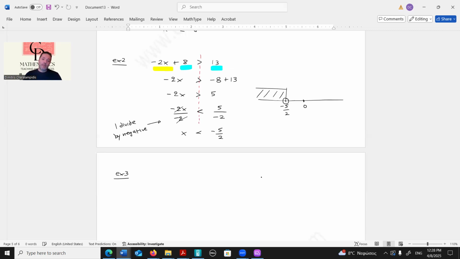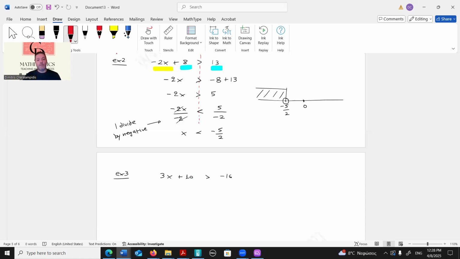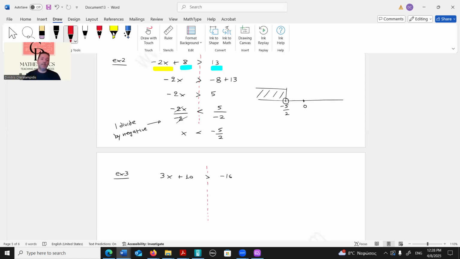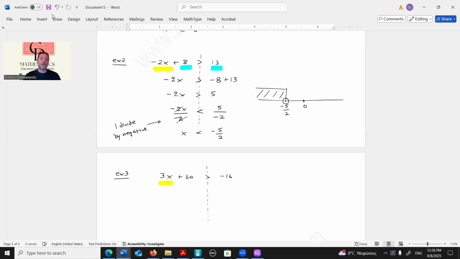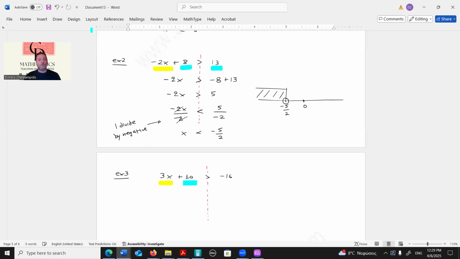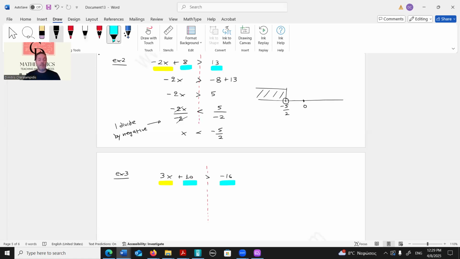Example 3. 3x plus 10 greater than negative 16. Again, we will begin with separating the left side from the right side. I will color by yellow all the variable terms and by blue all the constants. It's irrelevant to which side I decide to bring the variable parts; I always bring them to the left, but we could easily gather them at the right.